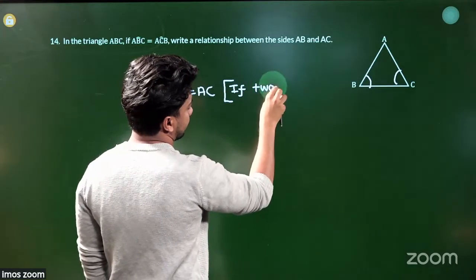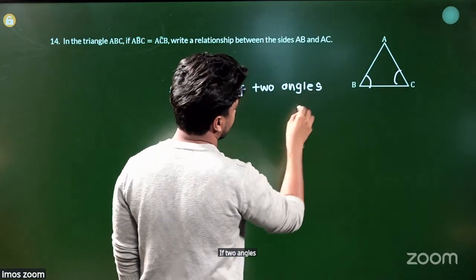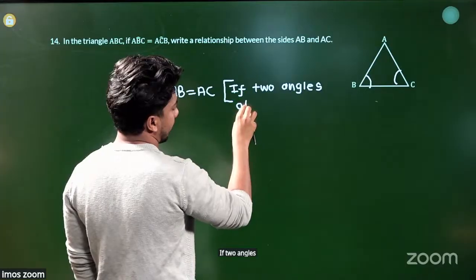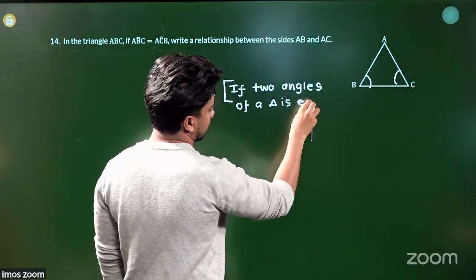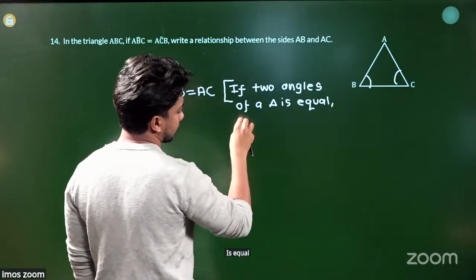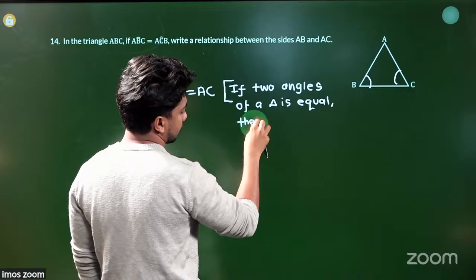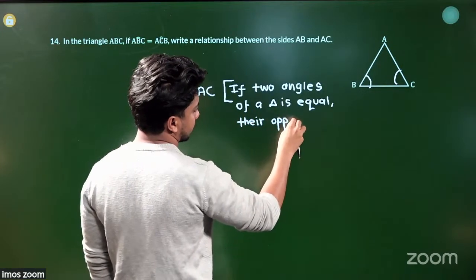If two angles of a triangle are equal, their opposite sides are equal.